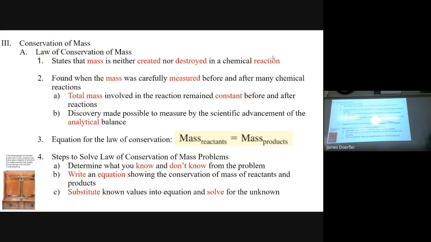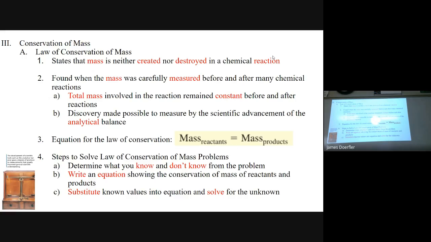And so, because of this discovery, it made possible to measure by the scientific advancement of the analytical balance. And that's what we're going to be looking at today. Okay? Solving, calculating, verifying that we are obeying the law of conservation of mass.